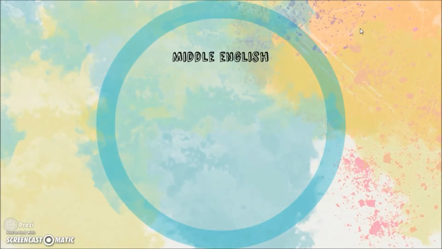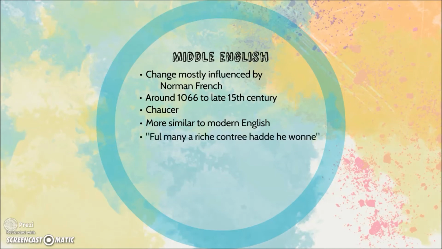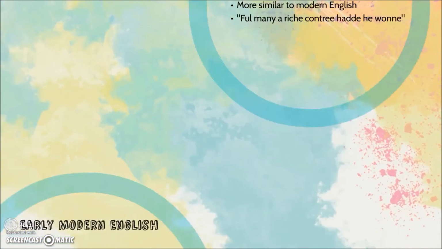Middle English is marked as beginning when the Normans arrived and brought their language with them. It is generally understood to have ended in the late 15th century, so about the time of Henry VIII. This is the language in which Chaucer wrote his most famous work, the Canterbury Tales. So let's look at the following example from the Canterbury Tales. Here, the word full means very. So if we say this out loud with modern English pronunciation, it would be full, or very, many a rich country had he won. Makes sense, doesn't it?